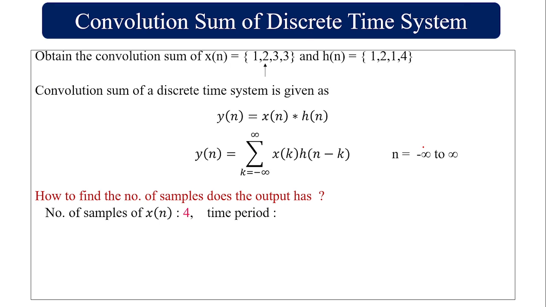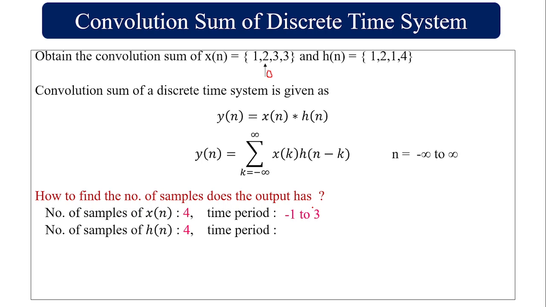Here the number of samples of x of n is 4 in total. As for the time period, you have the arrow mark. The arrow mark indicates that the n value is 0. So if n is 0 for this 2, then here it will be minus 1, and then 0, 2 and 3. So the time period will be minus 1 to 3.